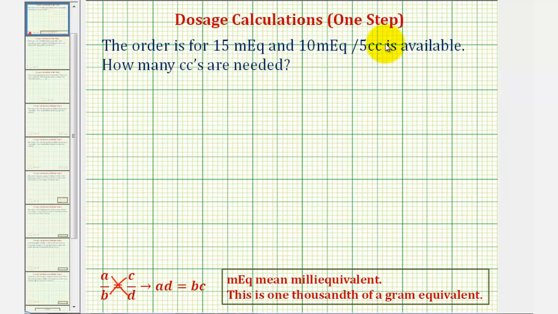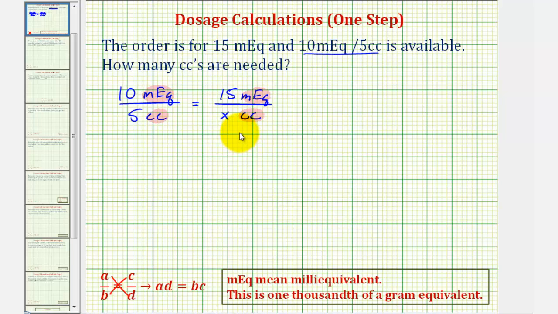To set up our first rate, let's use this information here, 10 mEq per 5 cc's. So 10 mEq per 5 cc's equals, now for the second rate, we know we need 15 mEq, so we'll put 15 mEq to an unknown number of cc's, we'll call it x cc's. And again, notice how the units in the numerators, or the top, are the same, and the units in the denominator, or the bottom, are the same.